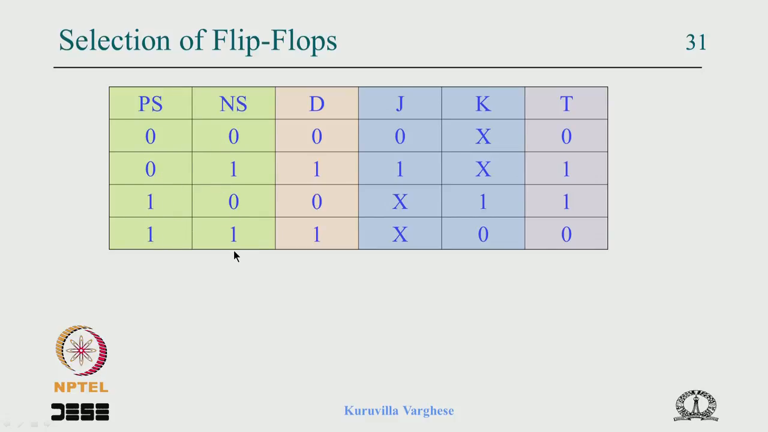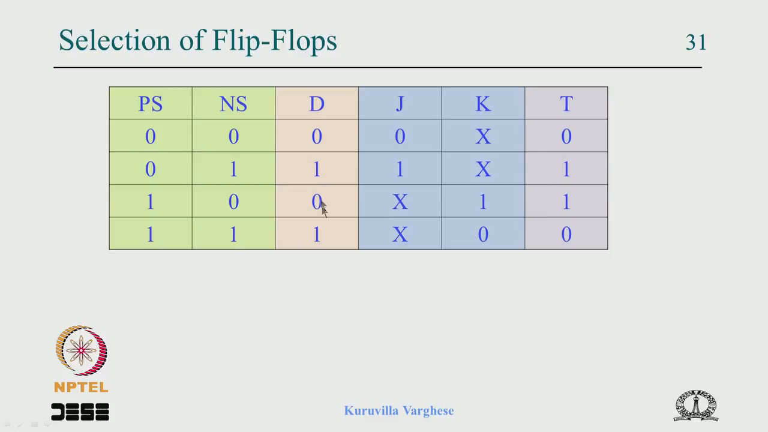Now in the state machine, if the sequential circuit uses D flip flops to implement the state machine, then we know that it's very easy. The input to the D should be the same as the next state. We don't care what the present state was. If the next state is 0, D has to be 0; if the next state is 1, D has to be 1.